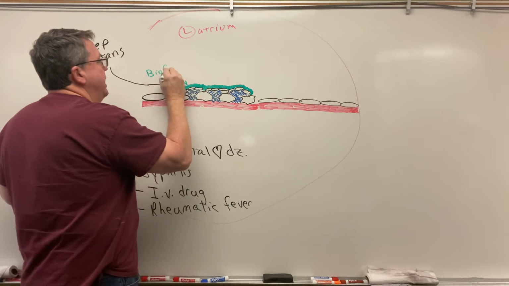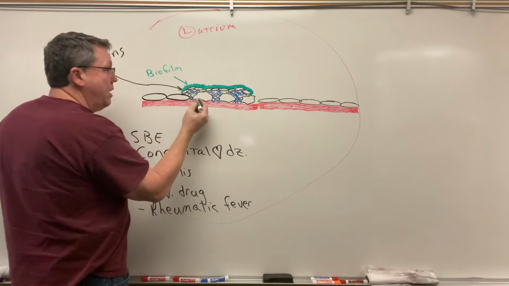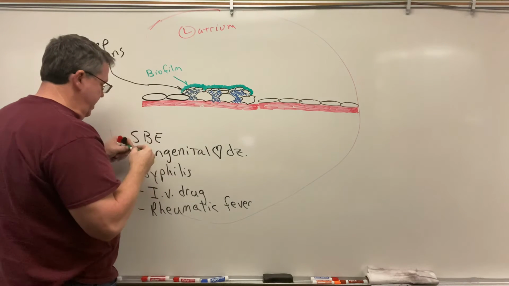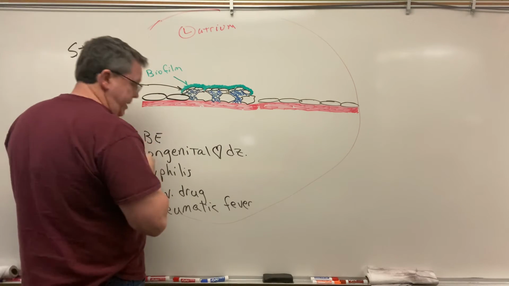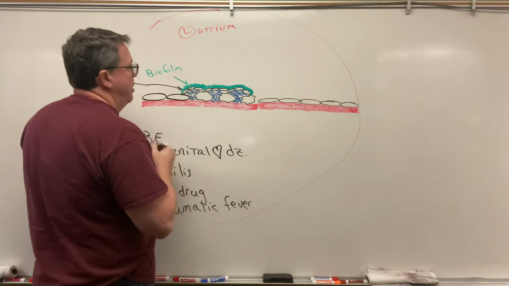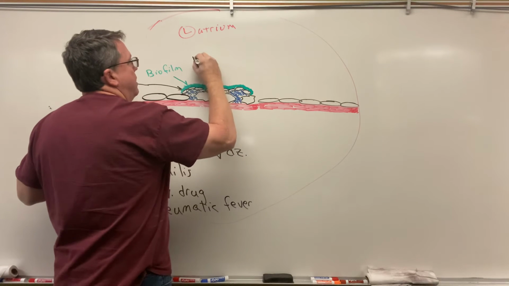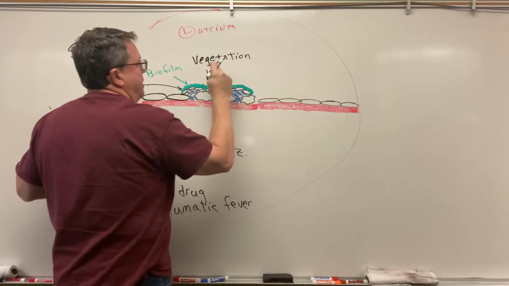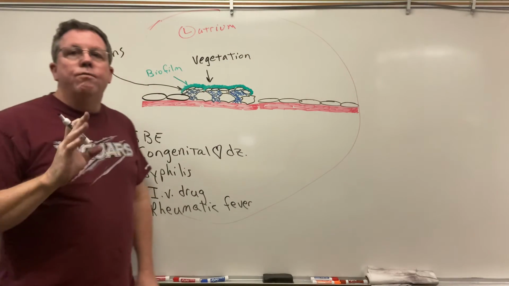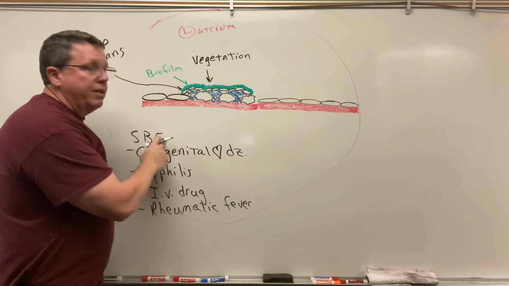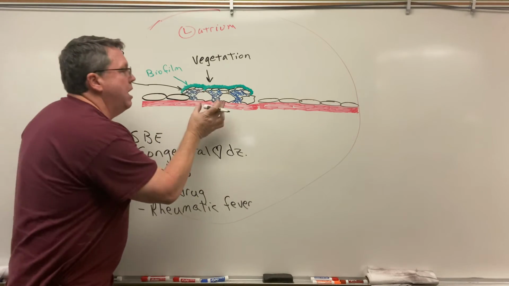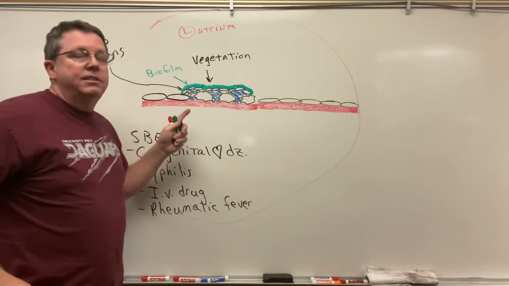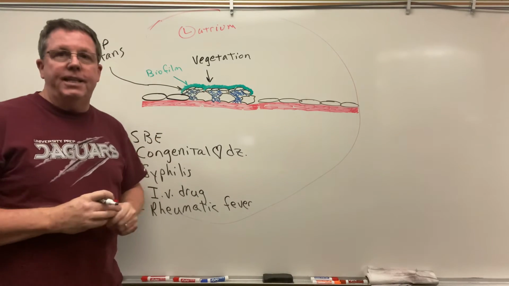Now, when I get the biofilm, and I got my platelets and my fibrin, and I have my bacteria, this is called vegetation. So this is my vegetation. All right, that's vegetation right there. For the most part, in subacute bacterial endocarditis, it does not cause further damage to the valves. The bacteria just takes advantage of the damage that's there.